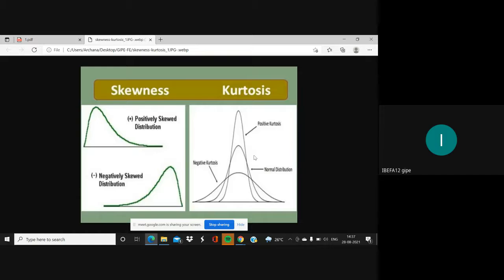Do you all still have doubts about this? Ma'am, I have a doubt. Yeah, go ahead. What do these tell us about the outliers in our data set? Skewness and kurtosis. How can we use them to determine something about outliers?